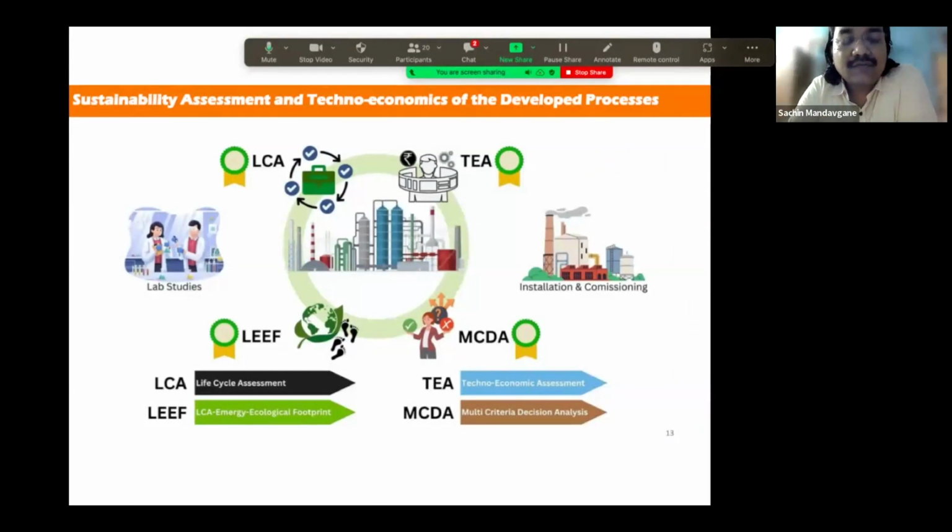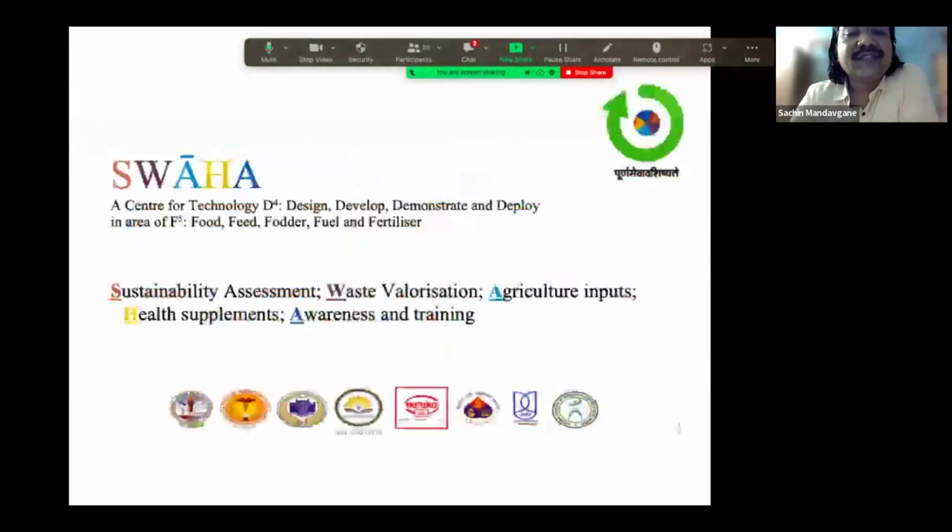Apart from that, for every process that we develop, we do detailed life cycle assessment, we do techno-economical analysis, and there are a couple of frameworks that we develop using emergy, and we try to find out the sustainability index. Based on this, recently, the Department of Science and Technology has awarded us one Center of Excellence. We call it SWAHA. SWAHA stands for S for Sustainability Assessment, W for Waste Valorization, A for Agricultural Inputs, H for Health Supplement, and A for Awareness and Training.